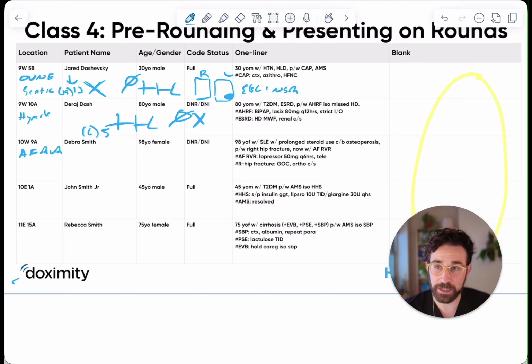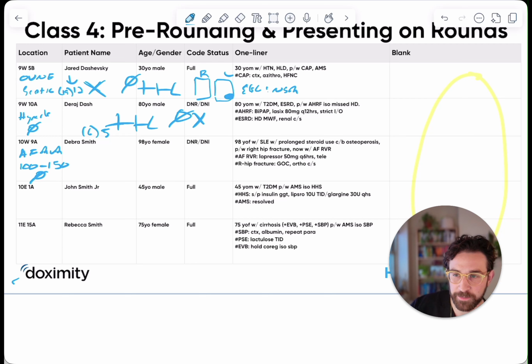Oh, and one thing I forgot to include is, where do you put the vitals? I usually put the vitals under the overnight events. So if all the vitals are stable, I do this. But if they're in AFib RVR, I may give a range. So let's say 100 to 150, and blood pressure underneath. But if the blood pressure was normal, I'll again just do a circle with a line through it. Tells me the vitals were stable.